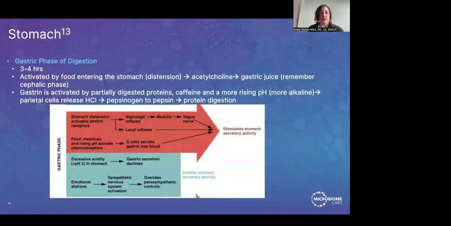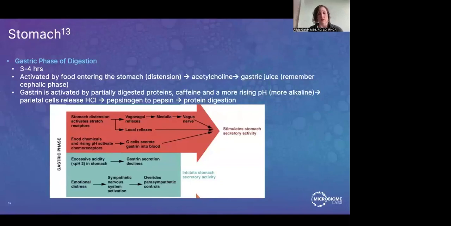The gastric phase of digestion is about 3 to 4 hours, and it's activated just from food entering the stomach, but it can also be activated by things like caffeine. So this is why sometimes caffeine can make people feel not so great, or like they're having an acidic, reflux type feeling.